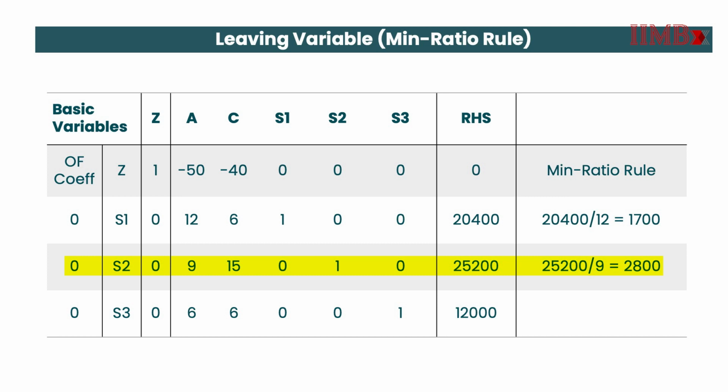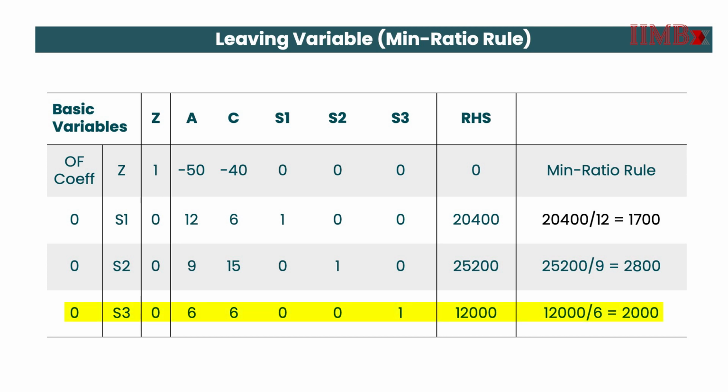Similarly, from constraint number 2, if we increase the value of A, then the furthest we can increase it would be 25,200 by 9, which is 2,800. And similarly, if we look at constraint number 3, the maximum that A could become would be 12,000 by 6. So that is 2,000. And therefore, we will have to pick the minimum of these so that we stay at the corner point C on the graph. The other 2 points are the F and the G, the infeasible corner points. And that's why this is called the minimum ratio rule.